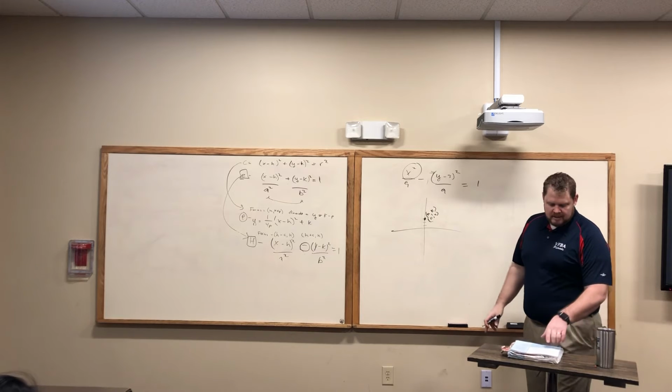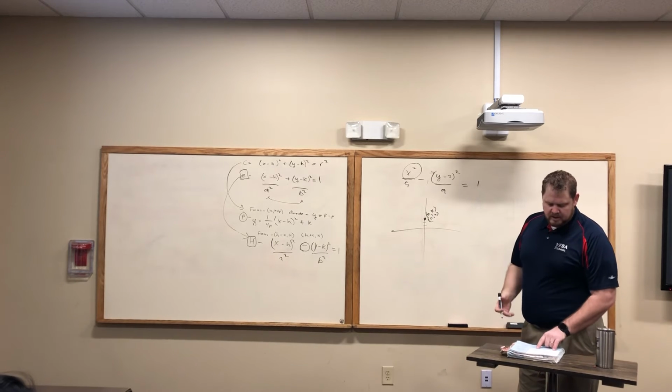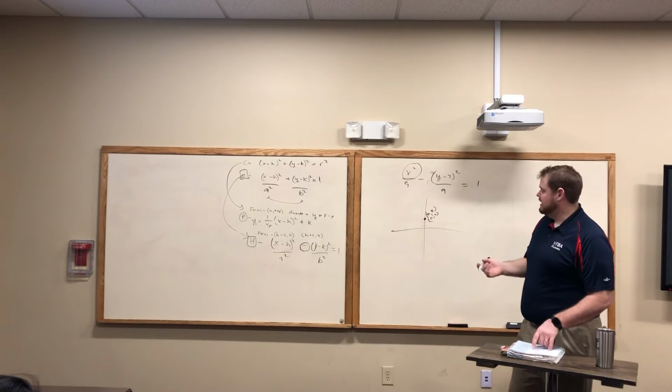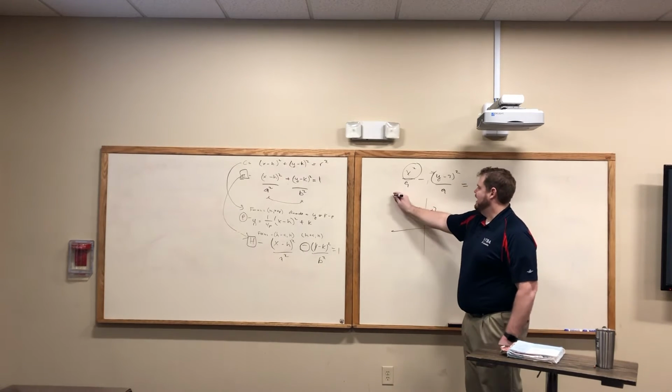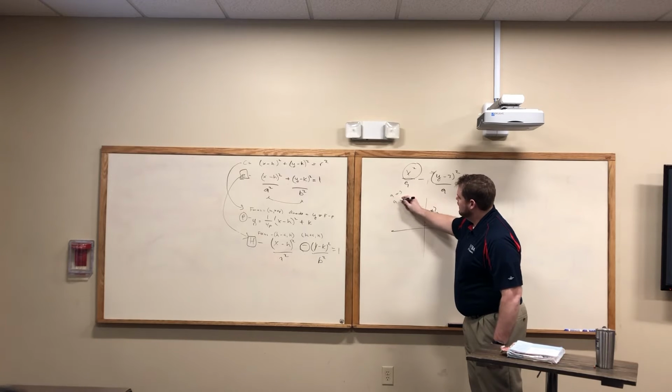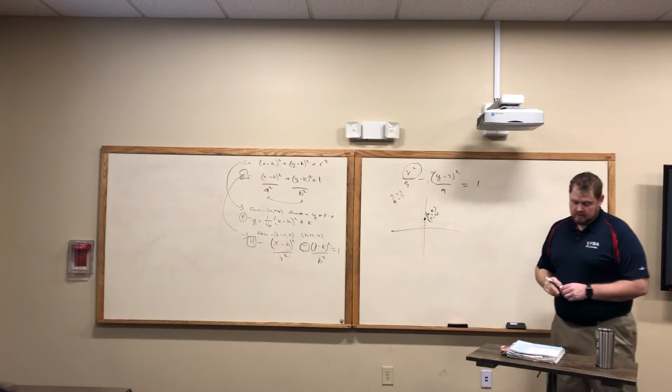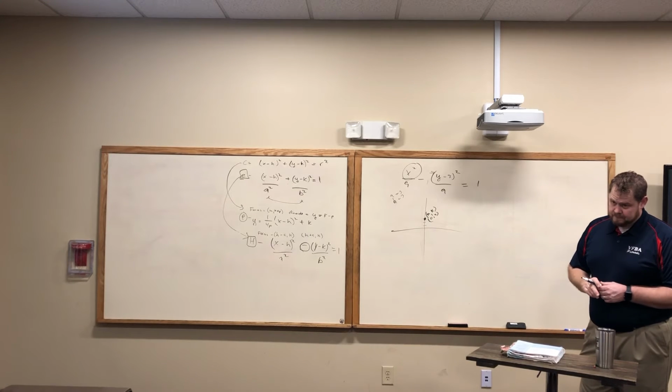Now, it says this. What is your a? A is 3. It doesn't matter if they're equal. b is 3. They're both 3. Everybody agree? Any questions on that? So far, so good.